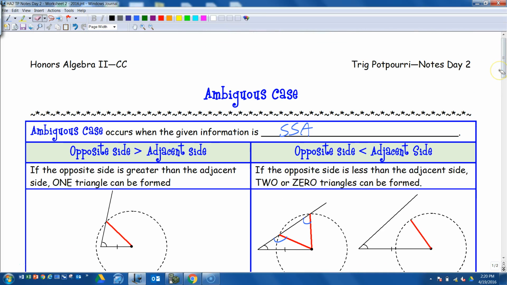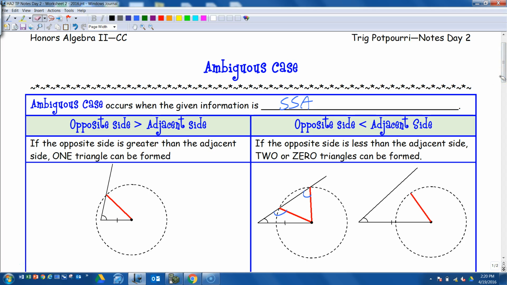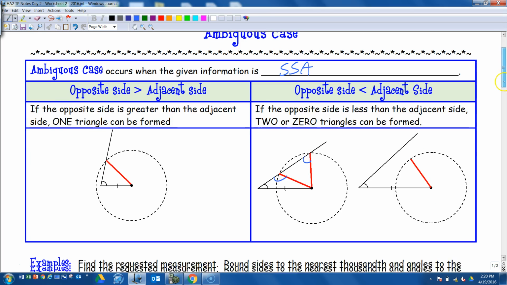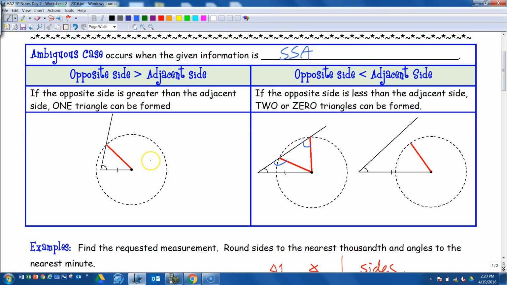Okay, the second day of notes deals with, it's always law of sines, but it's the ambiguous case. And this occurs when you're given two sides and then an angle, but not the angle in between the two sides. What happens here is, you can either have one triangle, and that happens when the opposite side is greater than the adjacent side, or if the opposite side is less than the adjacent side, you can have 2 or 0 triangles depending on the length of those sides.